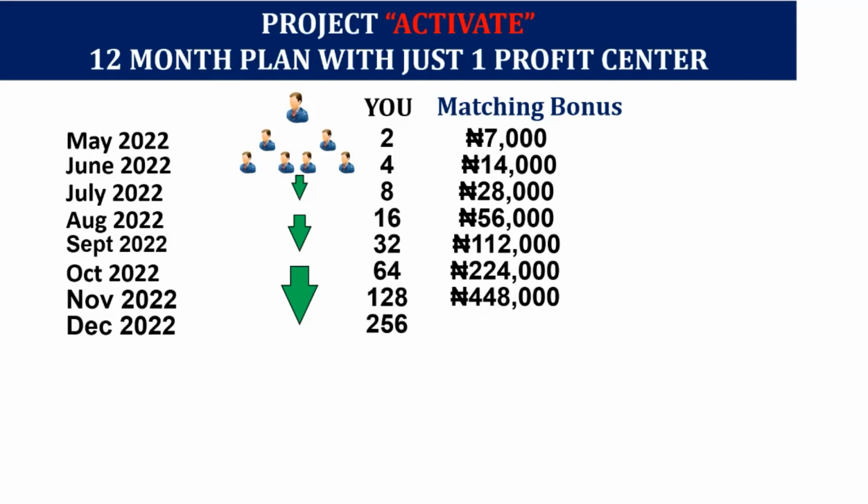Are you seeing? And guess what? When people are spending, money is leaving people, money is coming to you. This 256 will be divided 128 on your left, 128 on your right, and it will match. The 128 on your left will match the 128 on your right. And if you multiply 128 by 7,000 naira, what you have is 896,000 naira. By simply following the project Activate, by simply focusing on the project Activate.